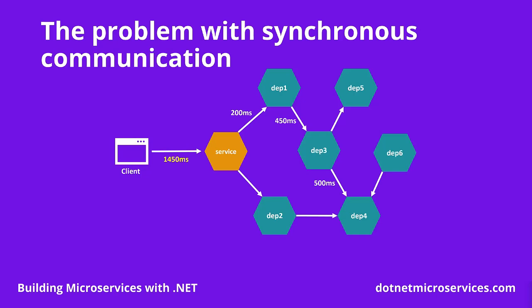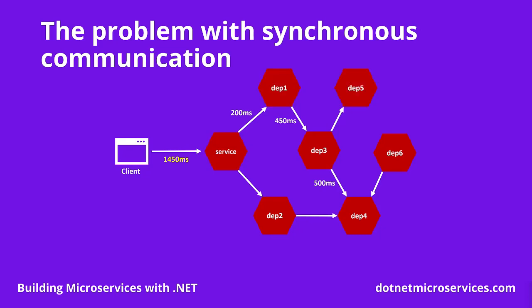On top of that, if one of our deeper indirect dependencies starts failing, even if temporarily, it can cause all of the services that depend on it to also start failing. And the effect keeps cascading until potentially most of our system becomes unavailable.